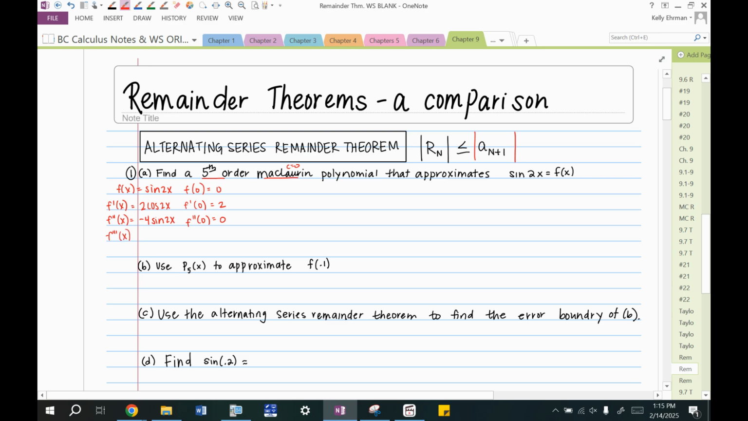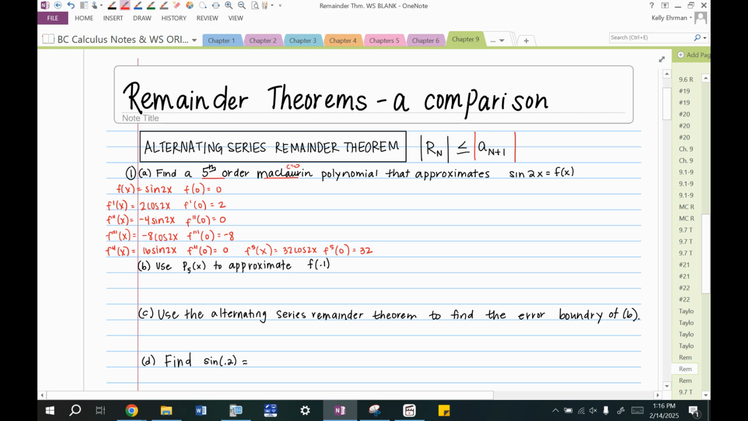The third derivative will be negative 8 cosine of 2x. The third derivative at 0 will be negative 8 times cosine of 0, which is negative 8 times 1. The fourth derivative will be positive 16 sine of 2x. The fourth derivative evaluated at 0 will be 0. And the fifth derivative will be 32 cosine of 2x. And the fifth derivative at 0 will be 32.